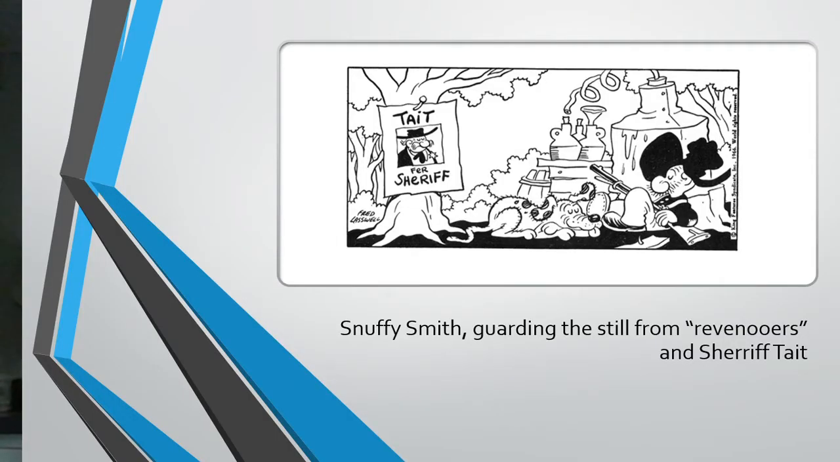This is Snuffy Smith, by the way, Billy DeBeck's famous Ozark Mountain hillbilly moonshiner. He debuted in 1919, the same year that the 18th Amendment was passed in the United States, bringing about prohibition.